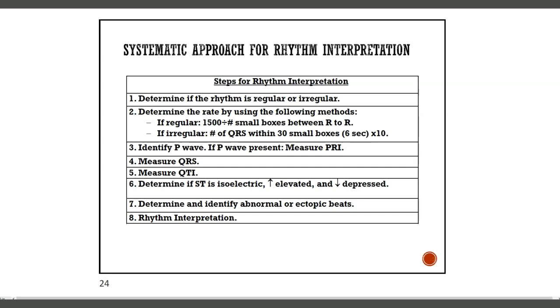Now the next step, step number 3, is identifying the P wave. And once you identify that there's a P wave, you have to measure the PRI. Number 4 would be measuring the QRS. Number 5 is measuring the QTI. Number 6, you have to determine if the ST is isoelectric, elevated, or depressed. Number 7 is identifying any abnormal or ectopic beats. And then last, you have to do your full rhythm interpretation.